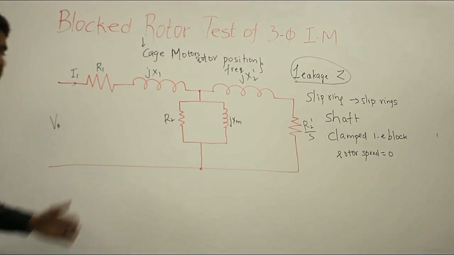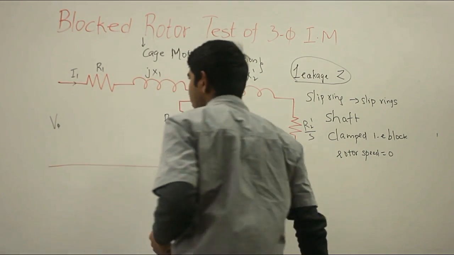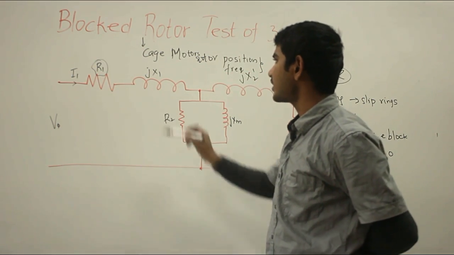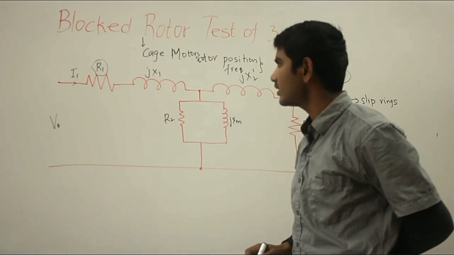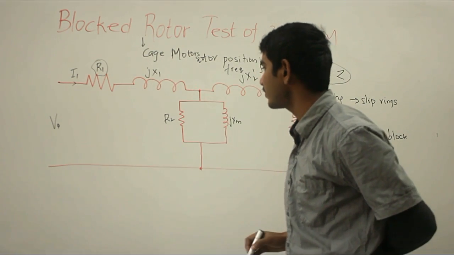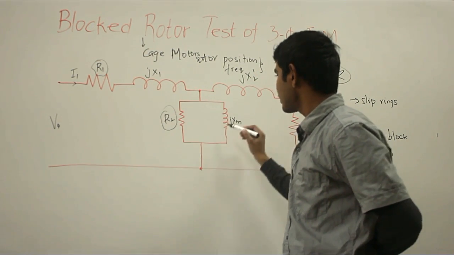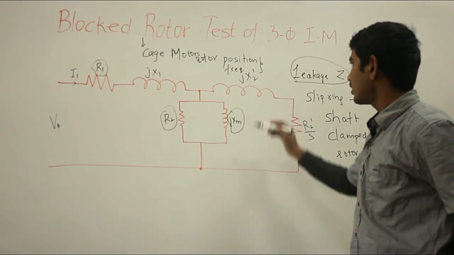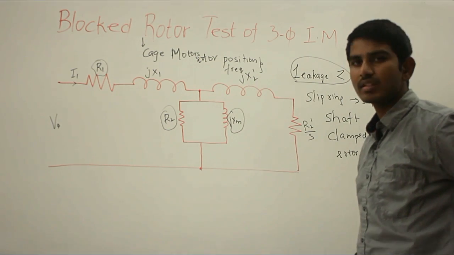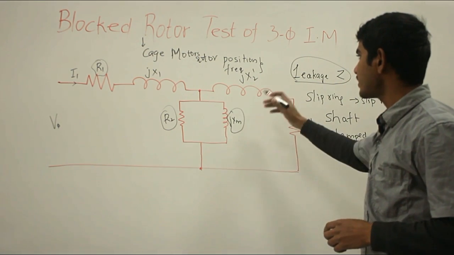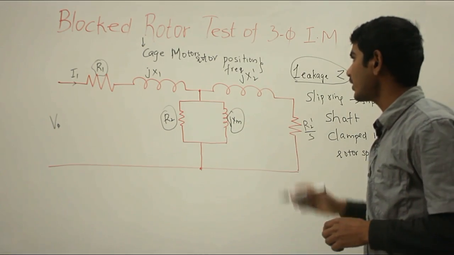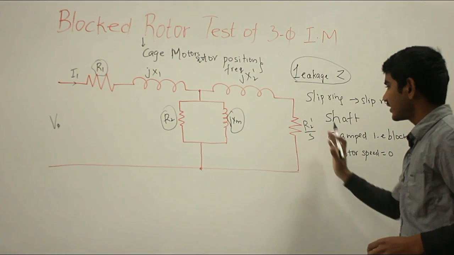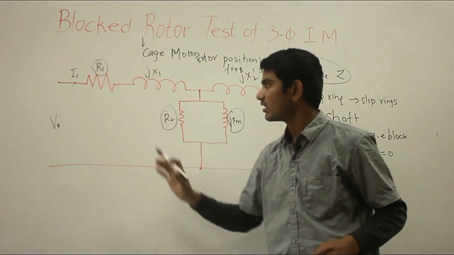Now if you see the equivalent circuit diagram for your three-phase induction motor, here you have the stator resistance per phase, the stator leakage reactance per phase, the shunt resistance, and the magnetizing reactance. Here you have jX2', the rotor leakage reactance per phase referred to the stator winding, and the rotor resistance per phase referred to the stator winding.